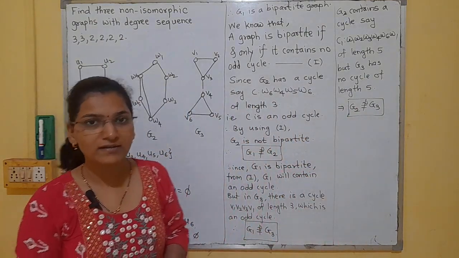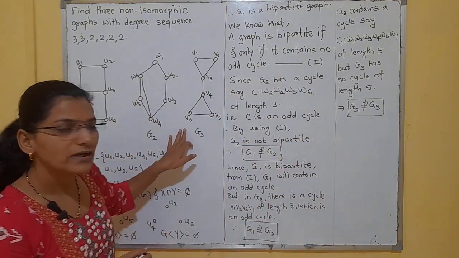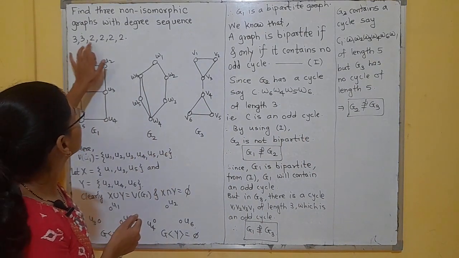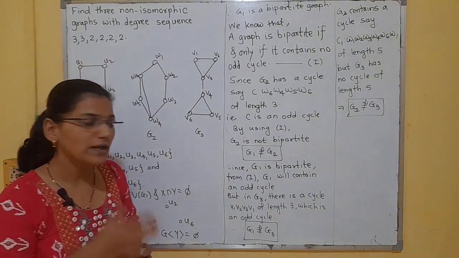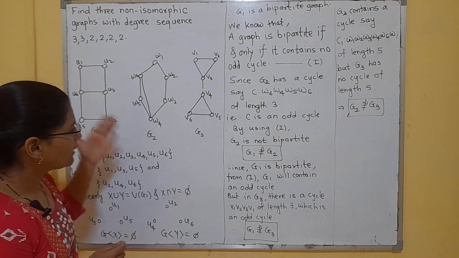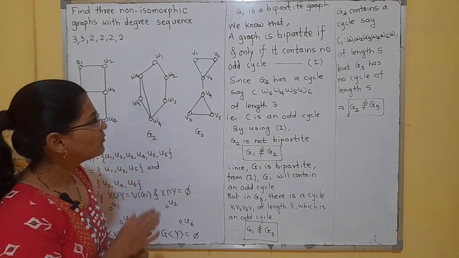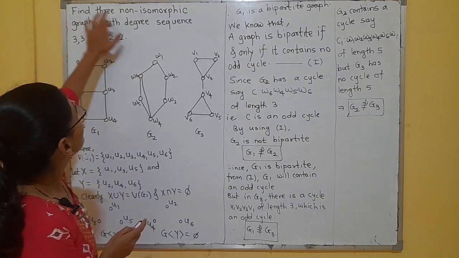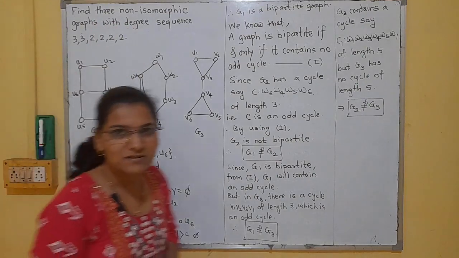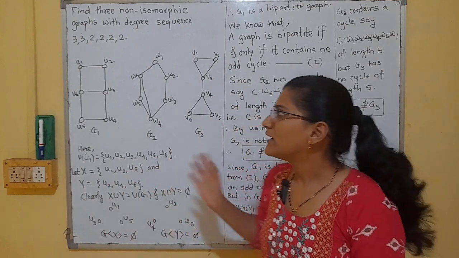We wanted to find 3 non-isomorphic graphs with degree sequence 3, 3, 2, 2, 2, 2. Okay, and we have drawn 3 graphs and have proved these 3 graphs are not isomorphic graphs. So we have found all 3 graphs with the required properties.